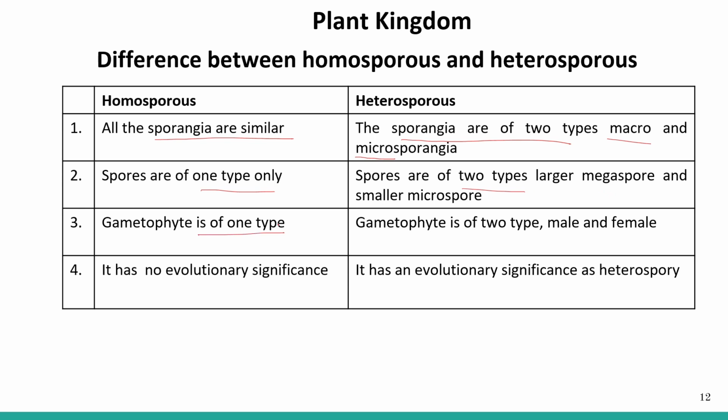In homosporous, the gametophyte is of one type. Only one type of spore is there, so it gives rise to one type of gametophytic plant body. But in heterosporous, there are two different types of spores, microspores and megaspores. They give rise to two types of gametophytic structures, one male and another female. Homosporous has no evolutionary significance, but heterosporous has evolutionary significance, as it gives the seed habit.